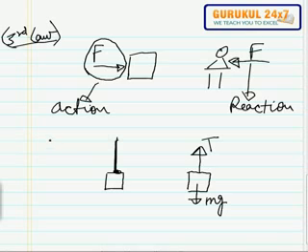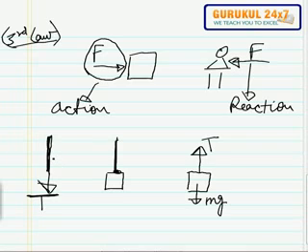Same way, if you talk about the rope, this is our rope. The rope is being pulled by the mass with the same amount of force, T. Action and reaction. Action and reaction happen at the point of contact, not anywhere else. I hope this one is clear.